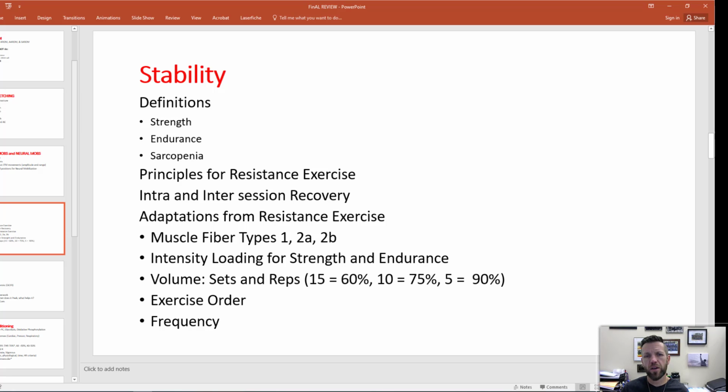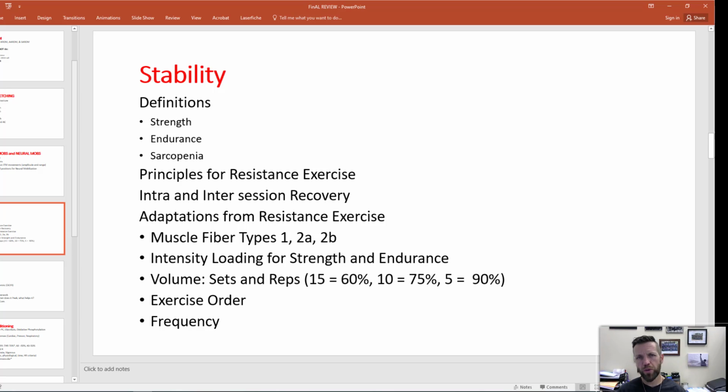Now from there we look at this concept of sets and reps, and this is a prediction based off of a 1 rep max, but you should see approximately 15 reps at about 60% of your working 1 rep max. And then we should see approximately 10 reps at 75%. And if you get around 5 reps, you're working closer to 90% of your 1 rep max.